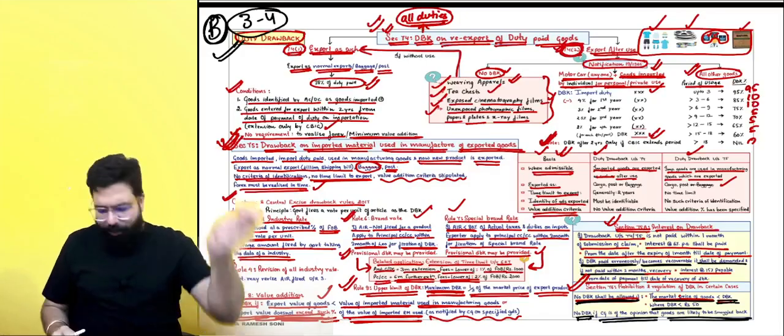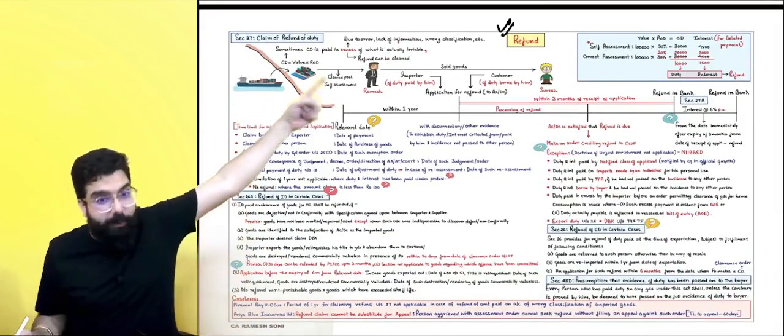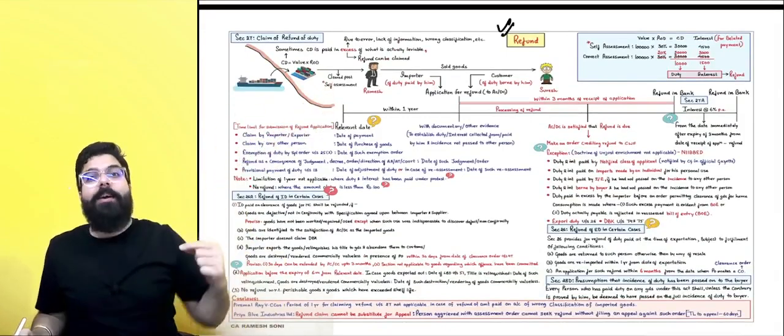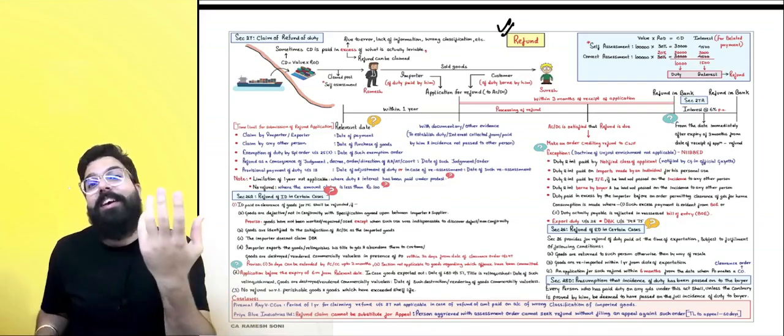Now, the next chapter which we are going to revise is the chapter of refund. My fund is there with the government. I want it back because I might be short of working capital, and hence that is known as refund.